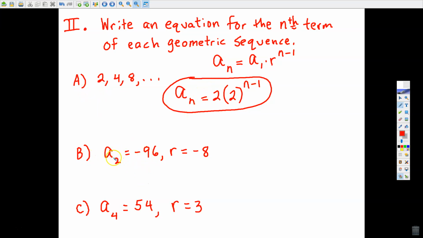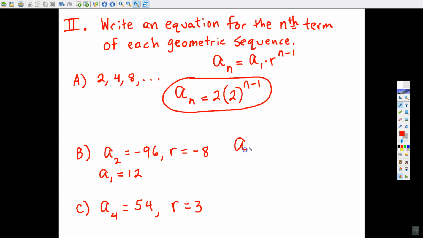Example B is a little different because they give you the second term, and you have to have the first term to use this formula. Again, you can always do division. If you divide negative 96 by negative 8, you get 12. And so the first term has to be 12. Another way of checking yourself is if you take the first term times negative 8, you should get the second term. All right.